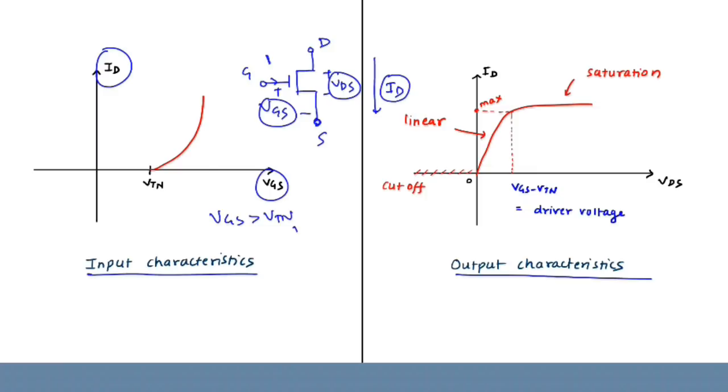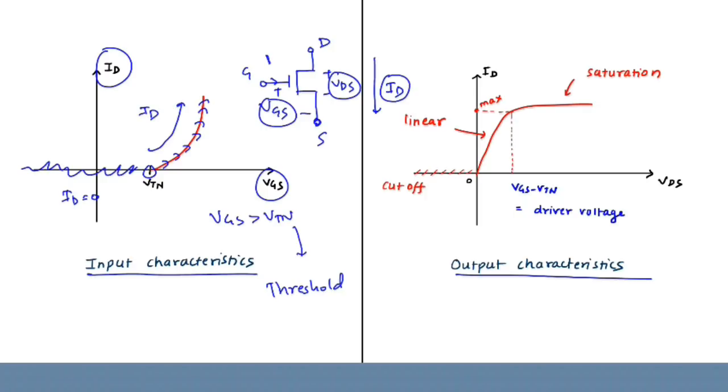Now what does VTN mean? What is the full form? It is the threshold. It is the threshold of the NMOS. If you provide your voltage greater than this threshold, then you can see your current will increase. As you increase your input voltage, your current will increase. So this was the input characteristics where you have understood if your input is less than the threshold voltage, you won't get any current. Your ID is zero. But when you give your input greater than VTN, you can see the gradual increase in the ID.